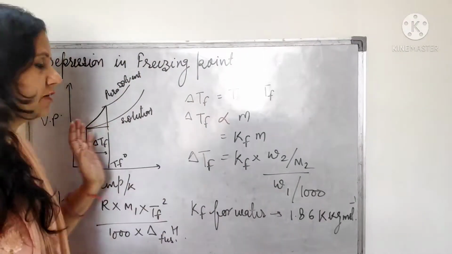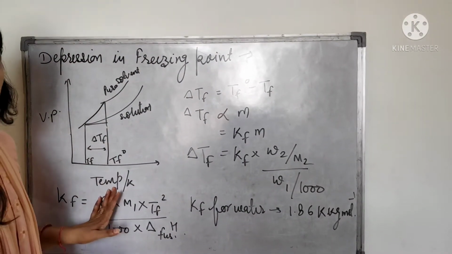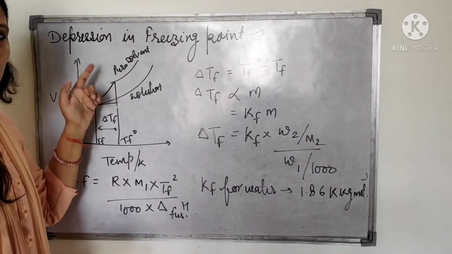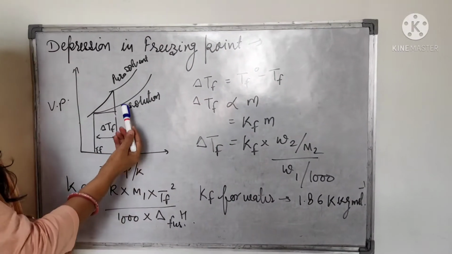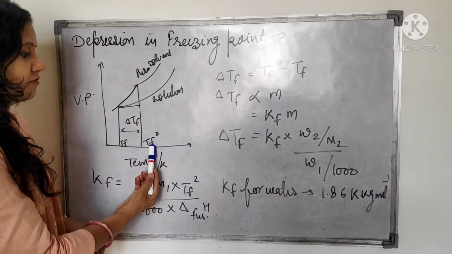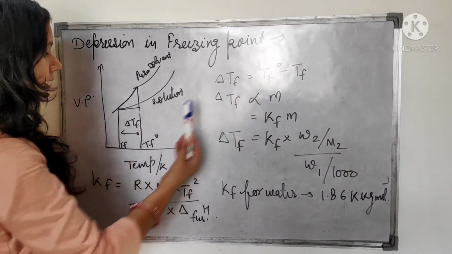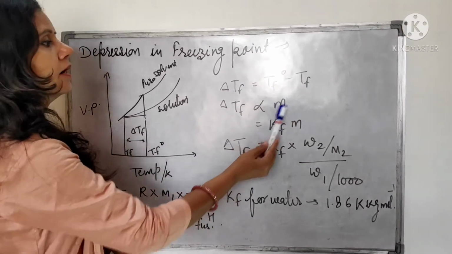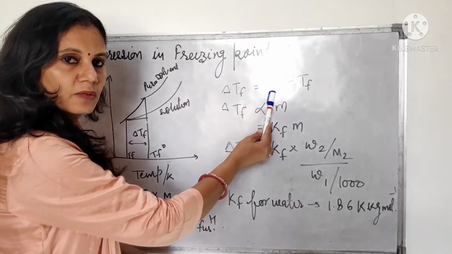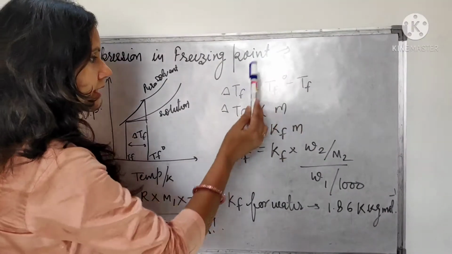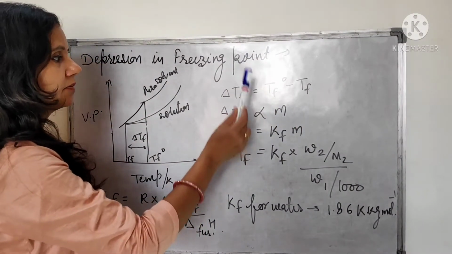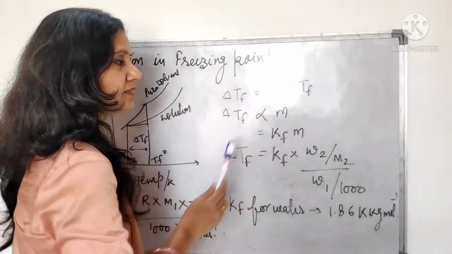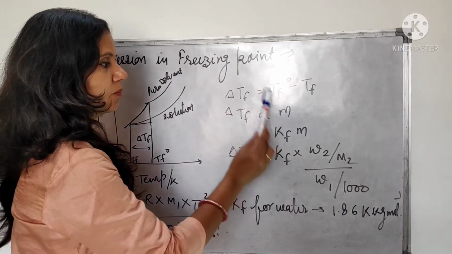Now we have a graph between vapor pressure and temperature. These are the two graphs for pure solvent and the solution. TF naught is the freezing point of the pure solvent, and TF is the freezing point of the solution. The pure solvent freezing point is higher, and it is decreasing. Delta TF is equal to TF naught minus TF. It is related with the molality.